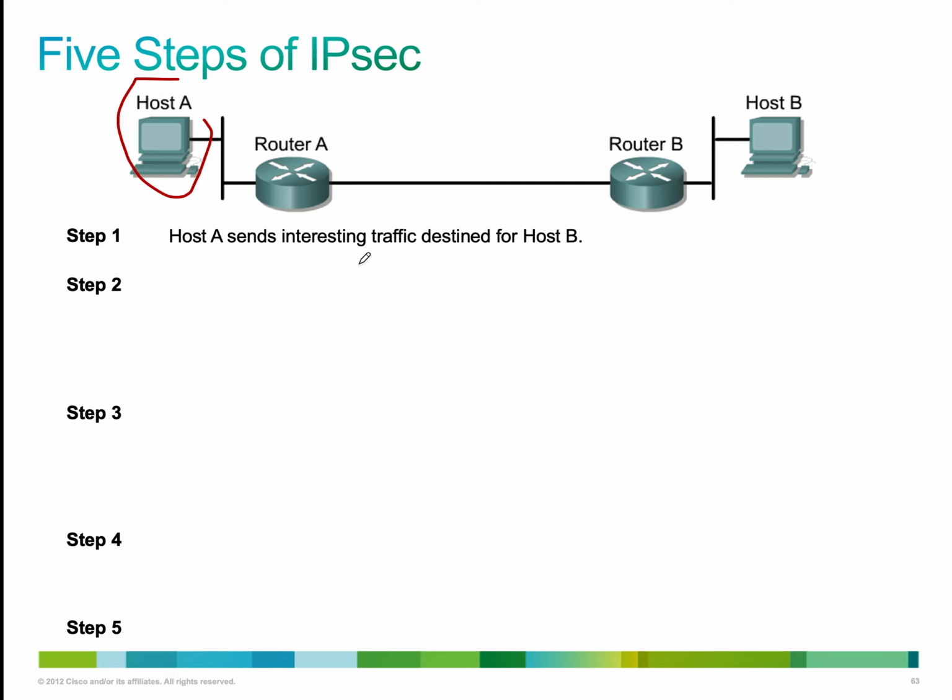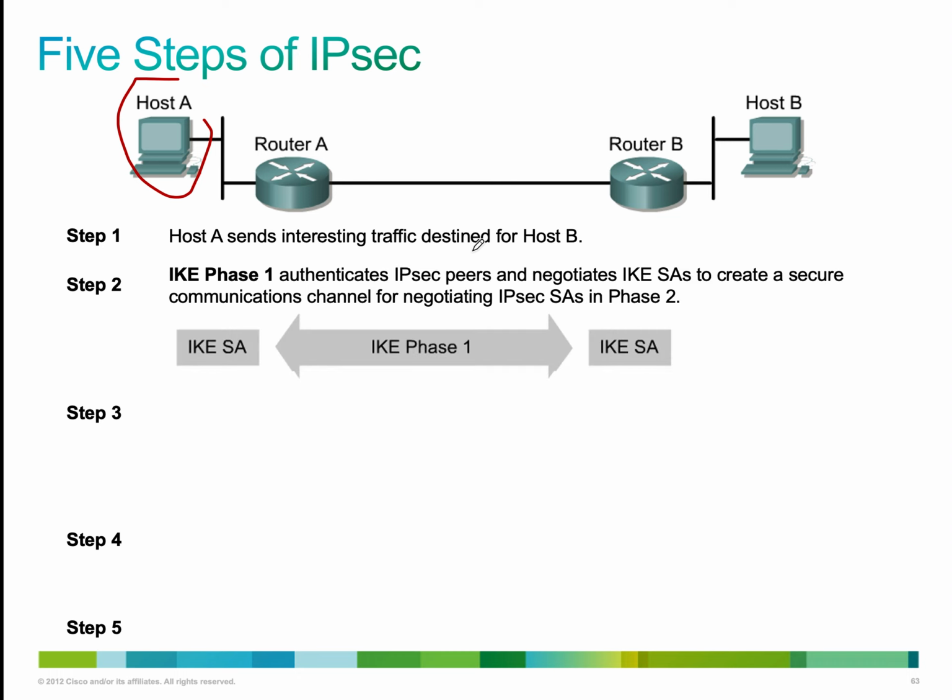Host A sends interested traffic destined for host B. Step two, IKE, that is Internet Key Exchange, phase one, authenticates the IPsec peers and negotiates the IKE SAs. First of all, authenticate the two IPsec peers, and then negotiate the IKE SAs, that's security associations, to create a secured communication channel for negotiating IPsec SAs in phase two.